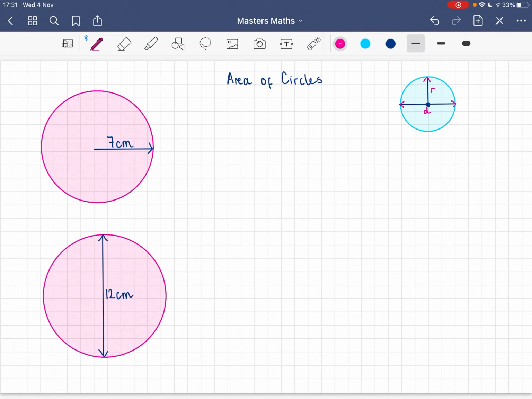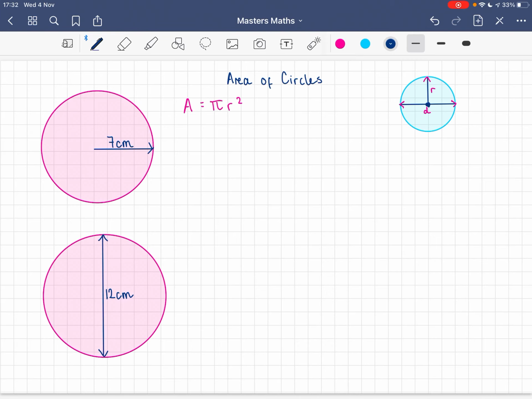Okay? Now, the formula for the area of a circle then. So area is pi times r squared. Pi r squared is the formula for the area of a circle. So like I said, the only thing you need to know from the circle, the only information you need from the circle is the radius. And whether you've been given the radius or the diameter, you can find the radius and use it to find the area. Okay?